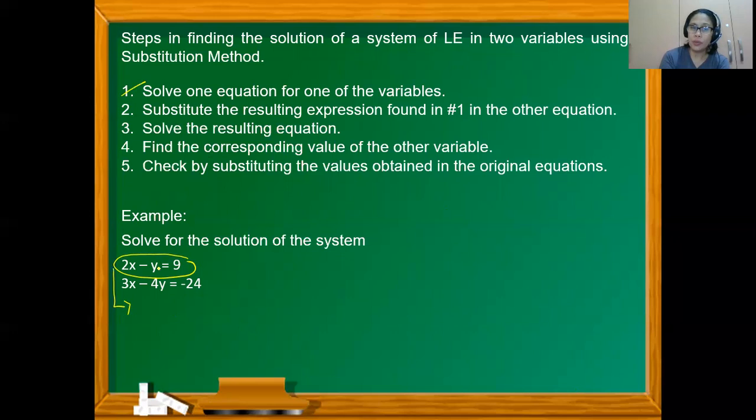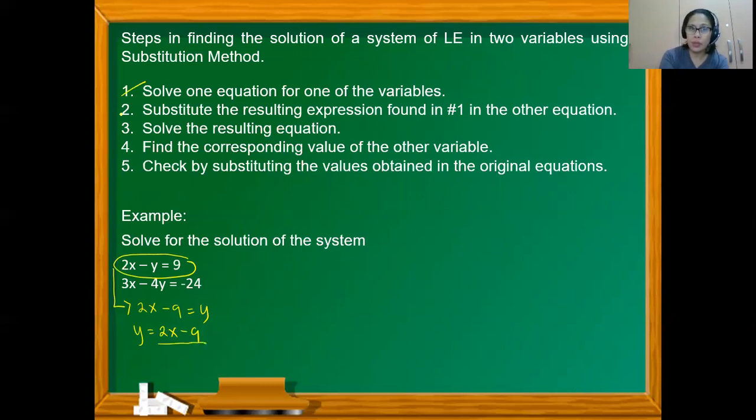Now, it would be better if we transpose negative y on the other side to isolate y, and then this constant term transpose on this side also. So we have 2x minus 9 equals y. Therefore, y equals 2x minus 9. So we have solved for one variable of equation 1 in terms of the other variable. In fact, y equals 2x minus 9.